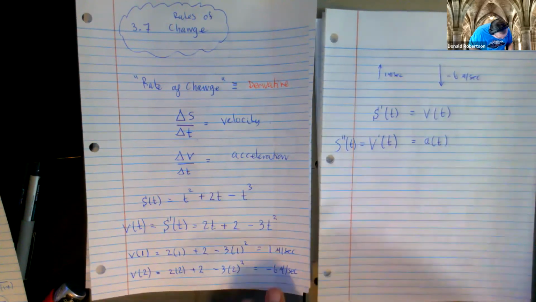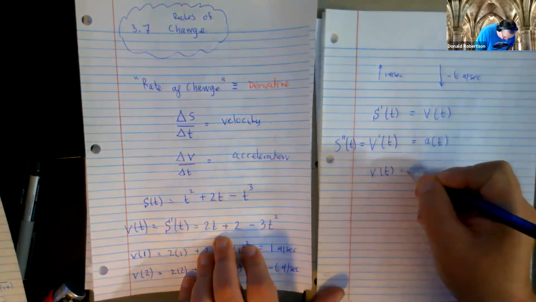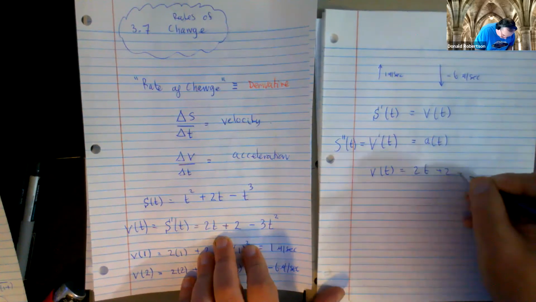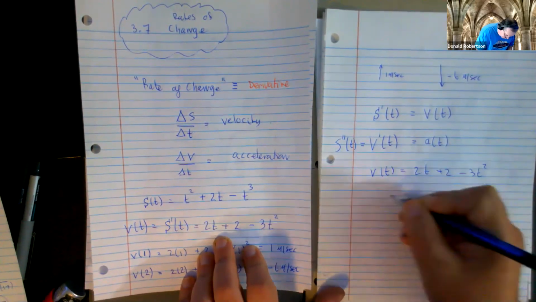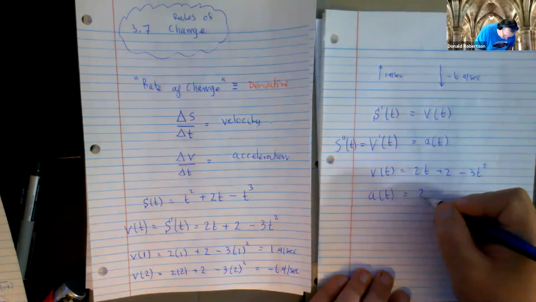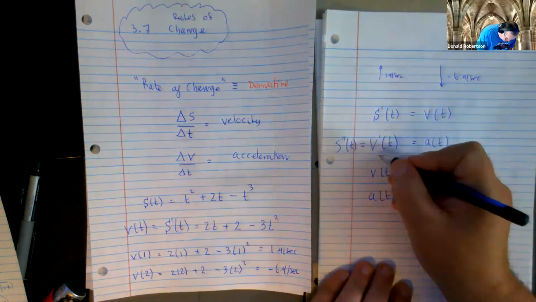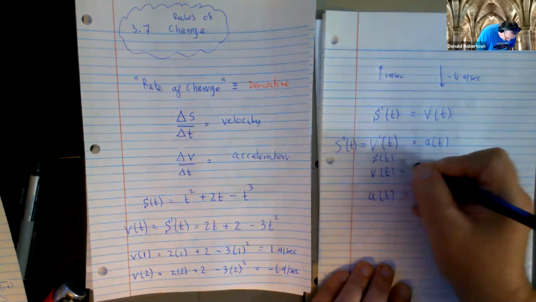So in this question here, I know that its velocity is 2t plus 2 take away 3t squared. I can also find its acceleration, because that's 2 minus 6t. And I guess for completeness sake, I'll put the position function at the top.